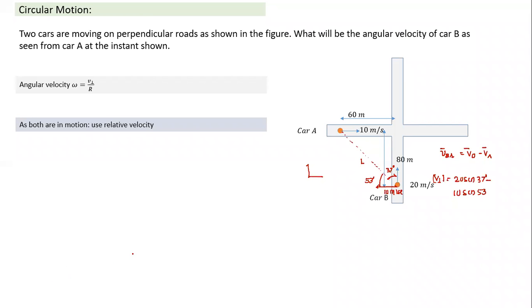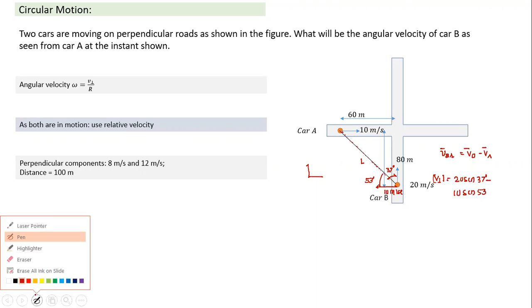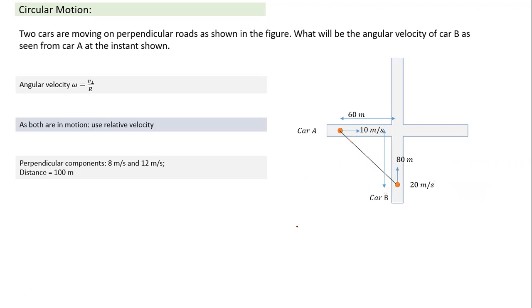The other way, if you want to look at it, we can visualize it as the perpendicular component of these two. So we have to take the perpendicular component. I hope this is understood. We have taken relative velocity. And okay, you want to visualize that also, something like this.